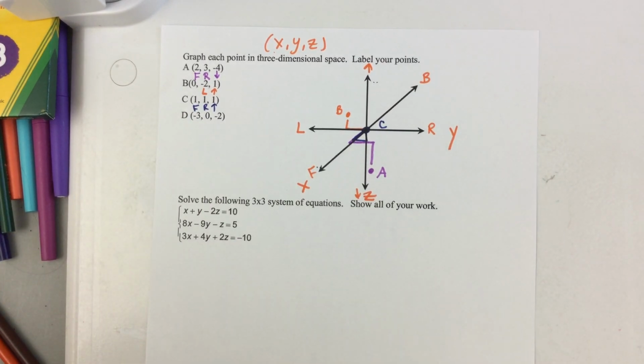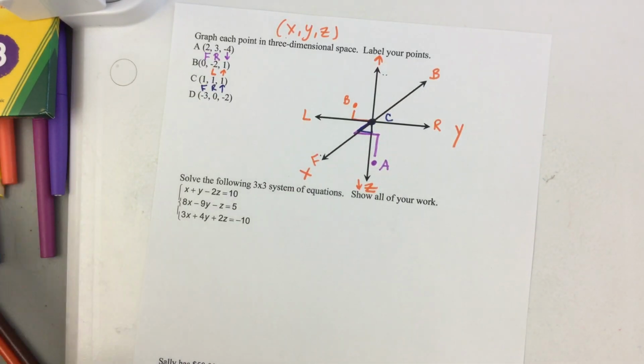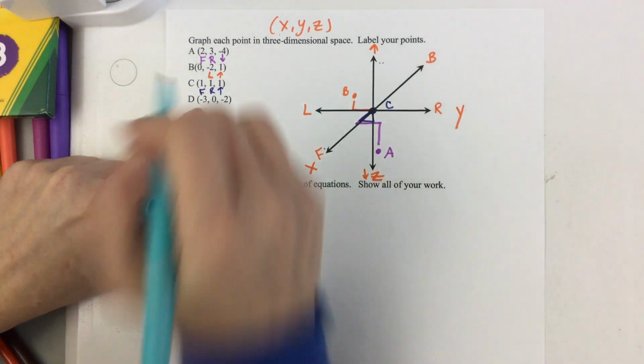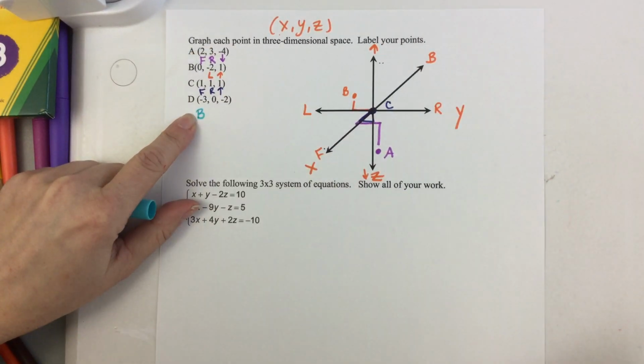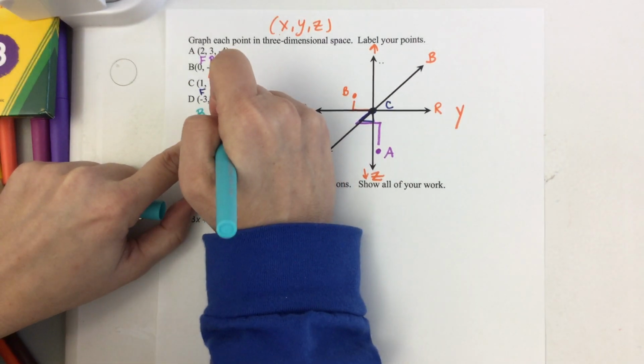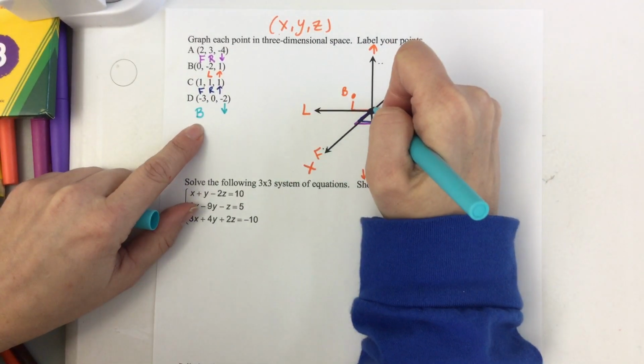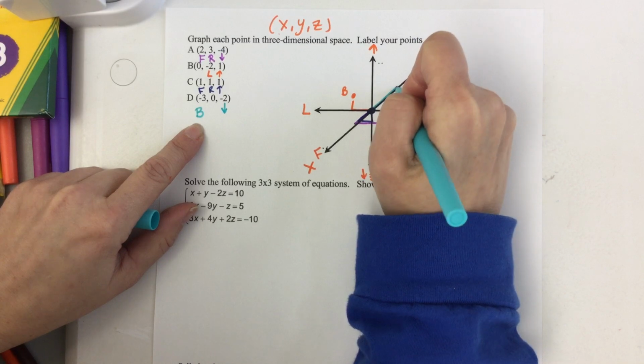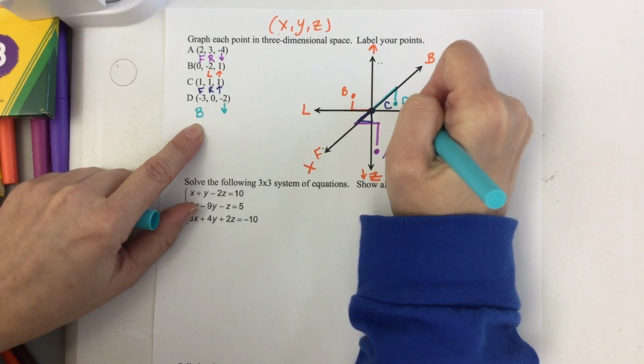Okay, let's go ahead and look at the very, very last one. Negative for the x, so I'm going backwards on the diagonal. 0, so I'm not going left or right. Negative, so I'm going down. So I'm going back 3 units, not left or right, and down.